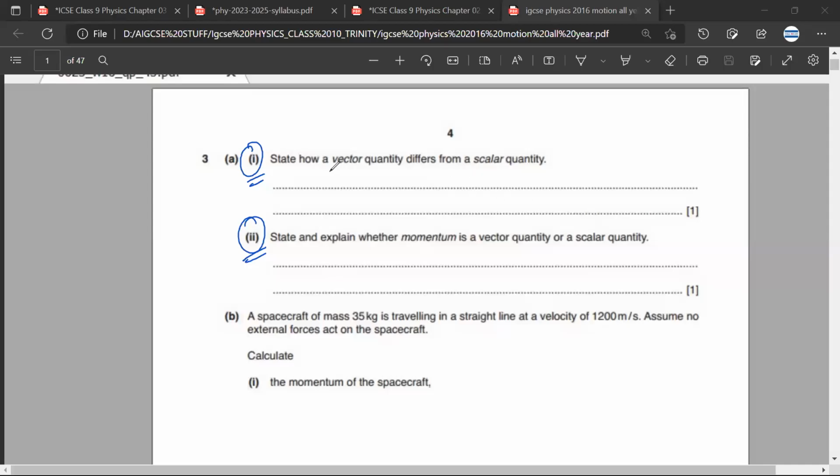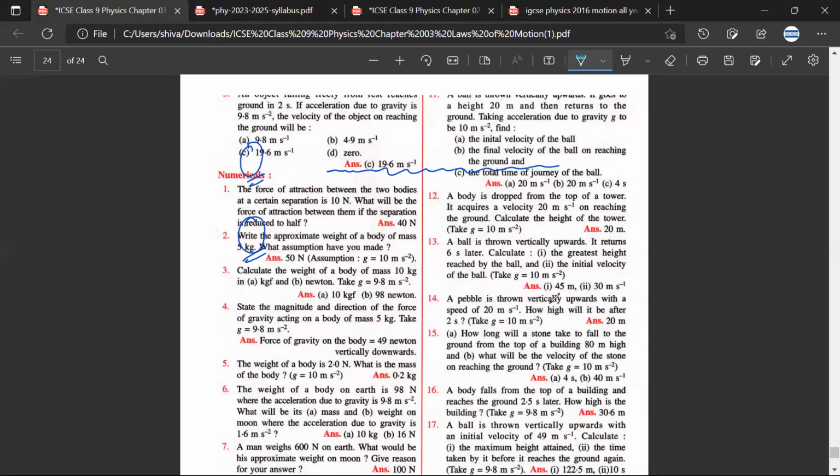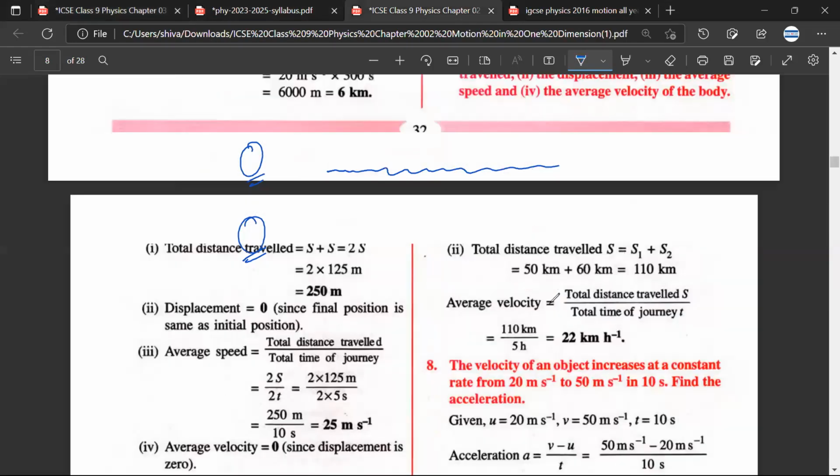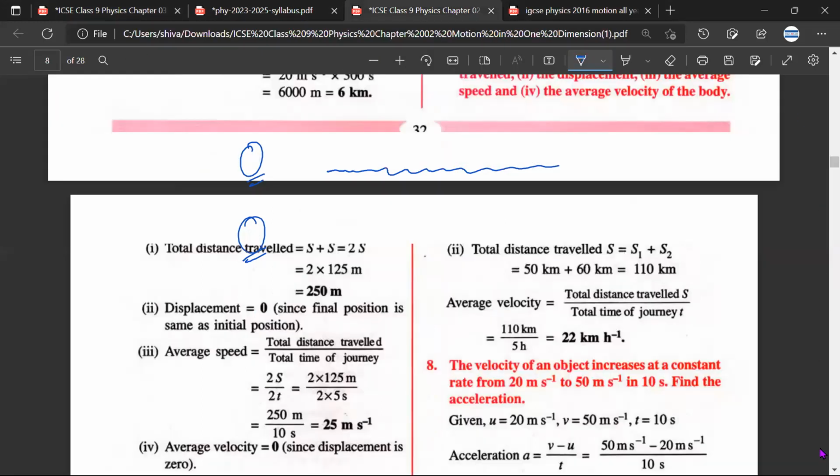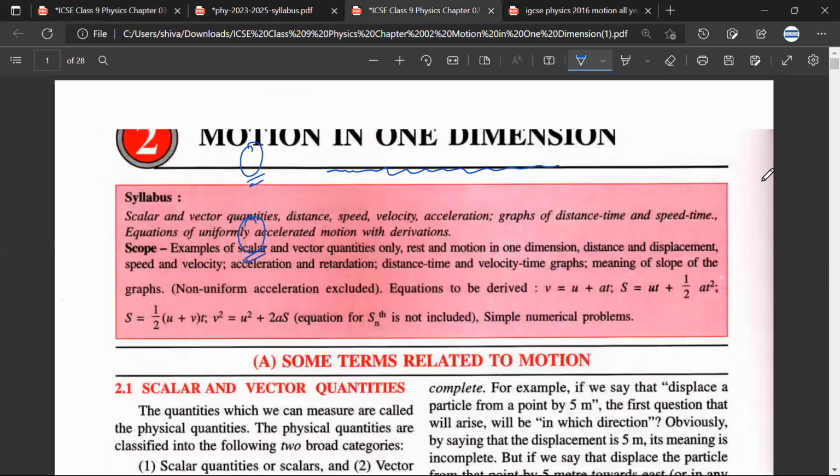So let us understand how vectors differ from scalars. This is one of the elementary things that we need to understand in physics, and this is a question which will be asked again and again. So, scalars and vectors.